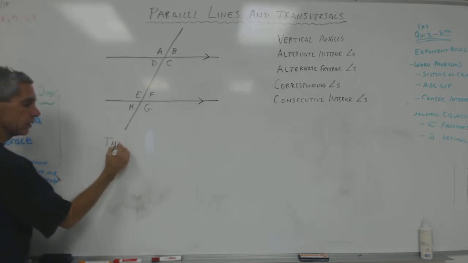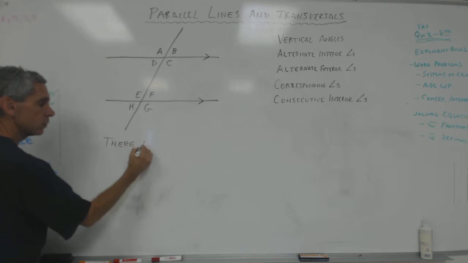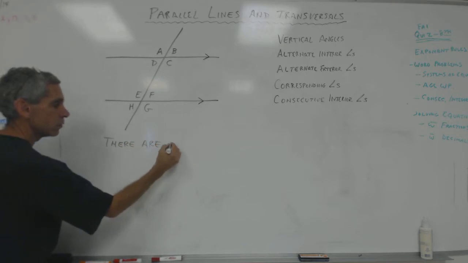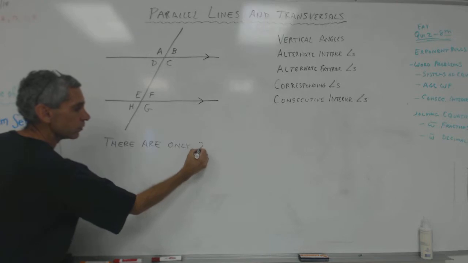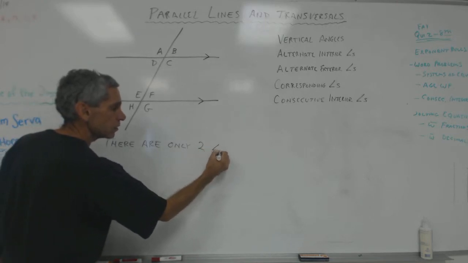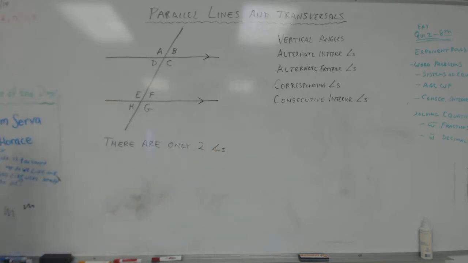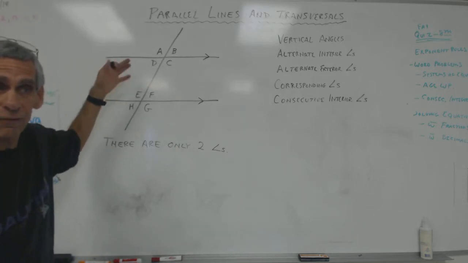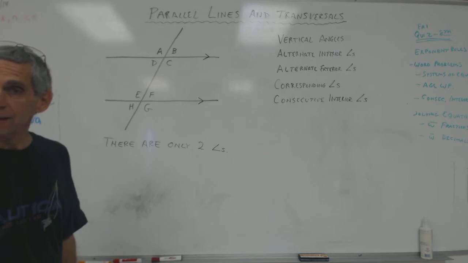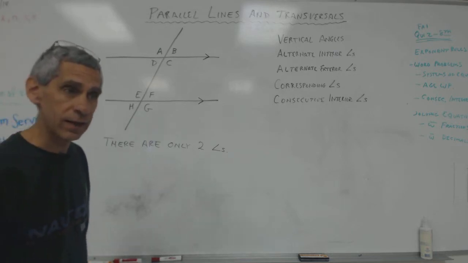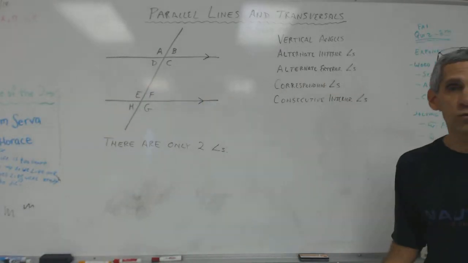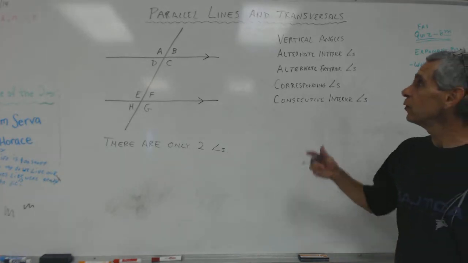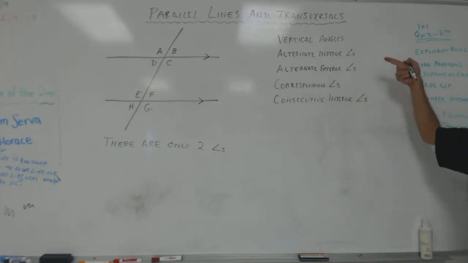there are only two angles. And this is the abbreviation for angles. It's like a little angle with an S, right? There are only two angles. It looks like there's a lot. There are a lot of them, but half of them are the same angle, and the other half are the same other angle, right? There's only two angles. That's why these are so unbelievably easy. But we have to know what they are in relation to this.